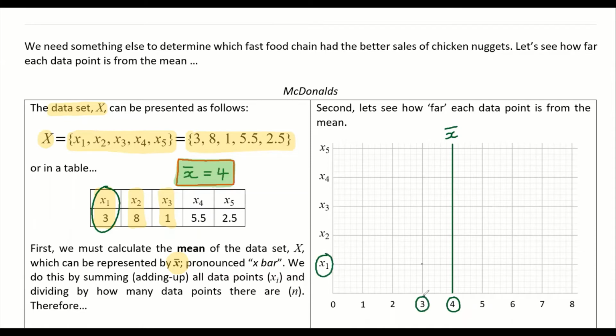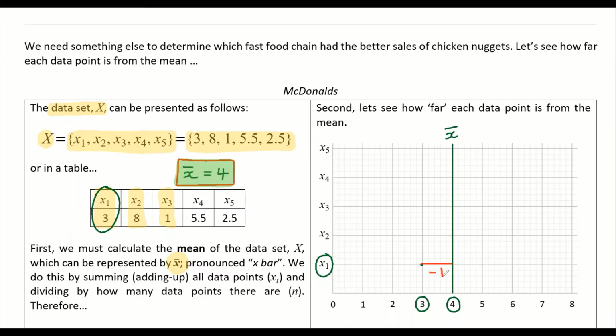So that's going to be there on this diagram. And let's just show how far away this is from the mean. So I'm going to just draw a horizontal line there. So we can see that 3 is 1 unit less than the mean. So I'm going to put a -1 in there. Now let's do the same for the other data points. And you could, if you like, pause the video and do this yourself and then just check that you agree once I've gone through the other 4 data points.